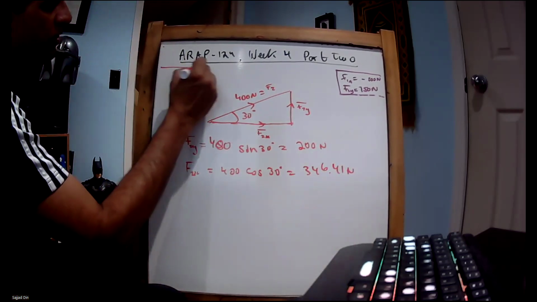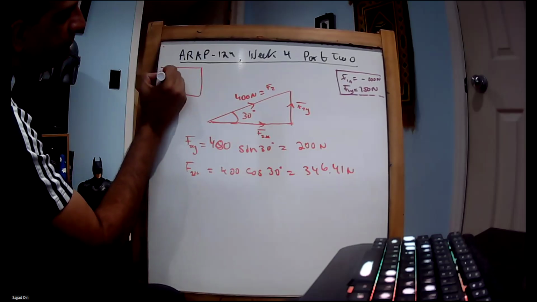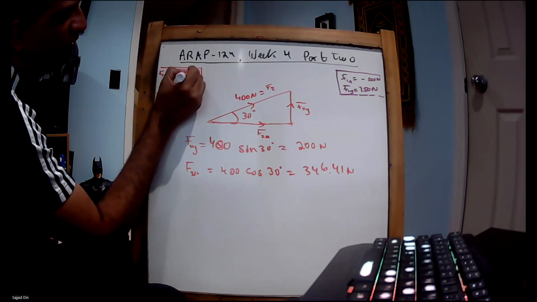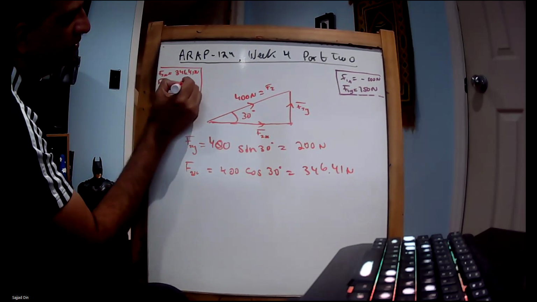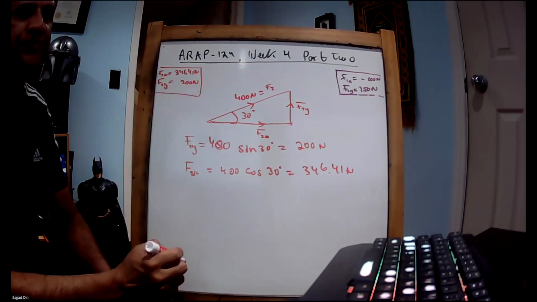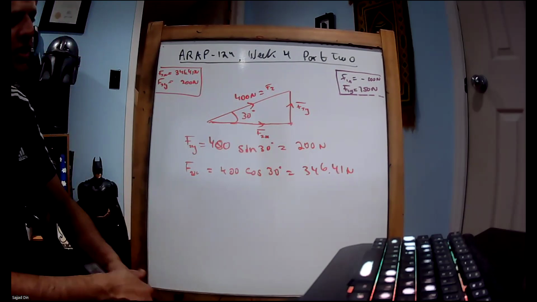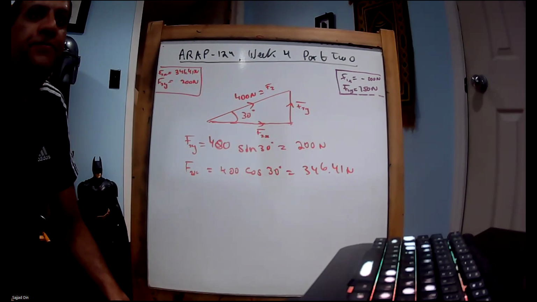So that's what I'm going to do. I'm going to store this somewhere. F2x is equal to 346.41 newtons. F2y is equal to 200 newtons. Are you with me? Or is anything unclear? Yes, Professor, it's clear. It's clear, sir.